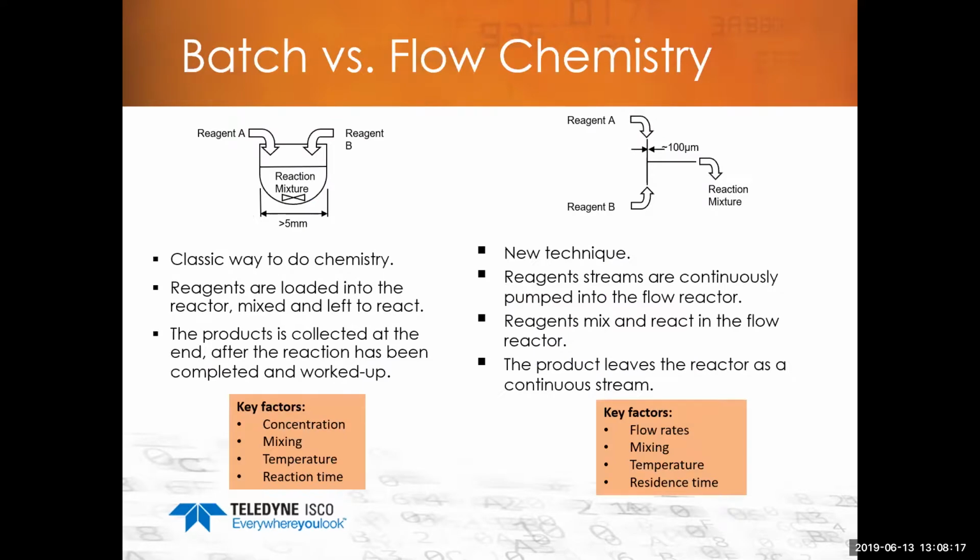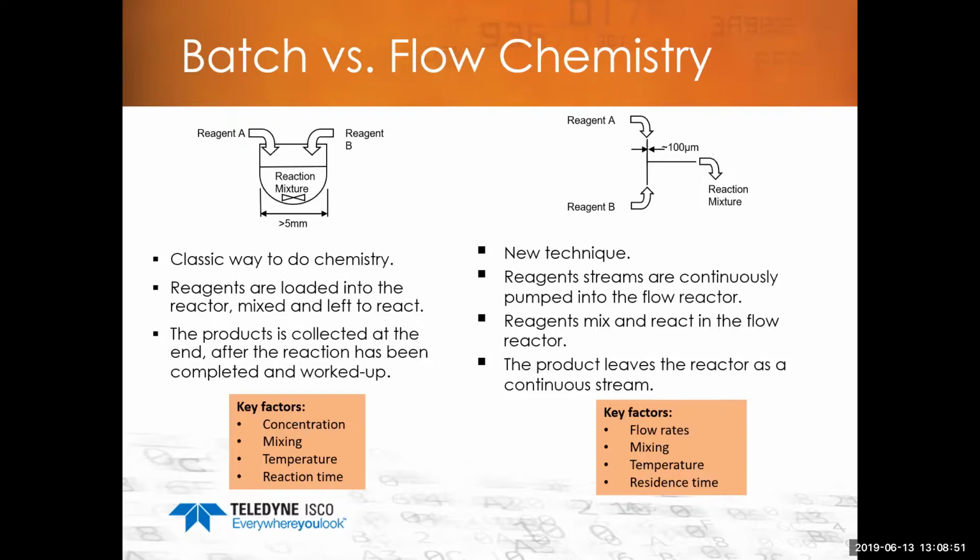If we look at this chart here, this is just a very rudimentary look at the differences between batch and flow chemistry. The far right there is flow chemistry. The diagram shows a couple of reagents moving into an area, and then the reaction mixture happening in the middle. There are key pieces to remember when you're looking at flow chemistry. You'd be worried about the flow rates, how the materials mix, the temperature, and the residence time. Residence time is basically how long it takes to get through there.